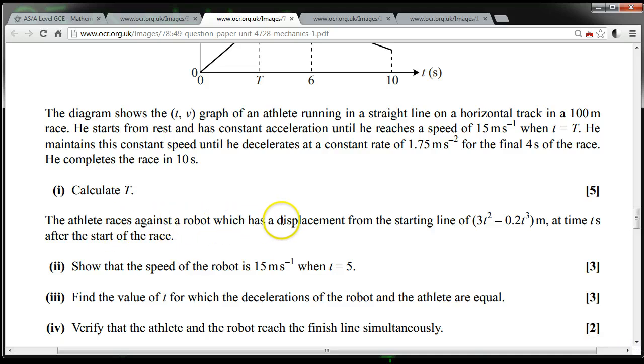The athlete races against a robot which has a displacement from the starting line of 3t squared minus 0.2t cubed meters at time t after the start of the race. Show that the speed of the robot is 15 meters per second when t is 5. Find the value of t for which the decelerations of the robot and the athlete are equal. Verify that the athlete and the robot each reach the finish line simultaneously.